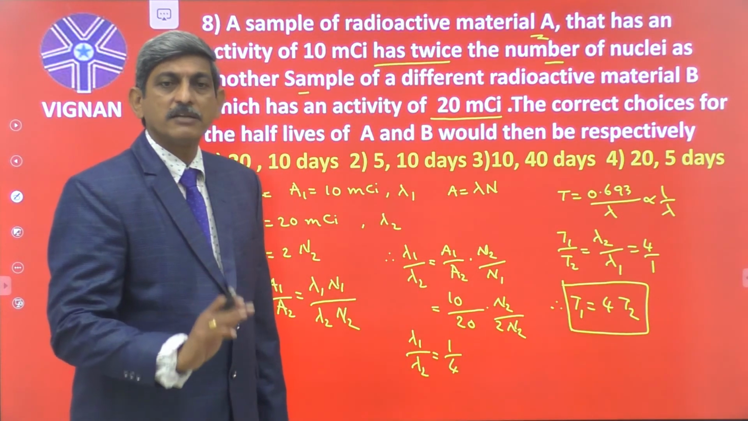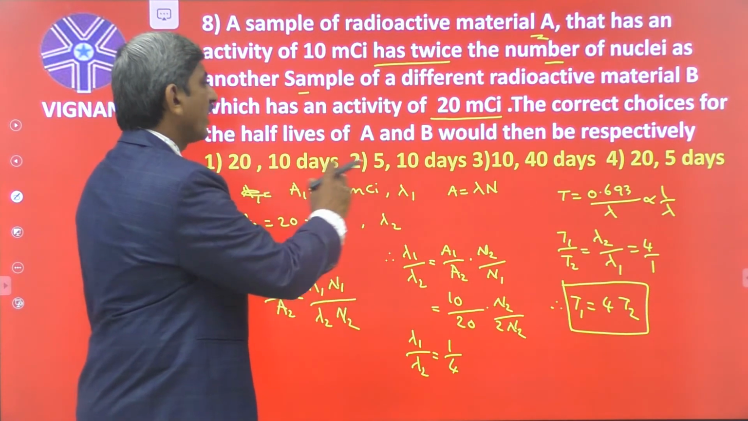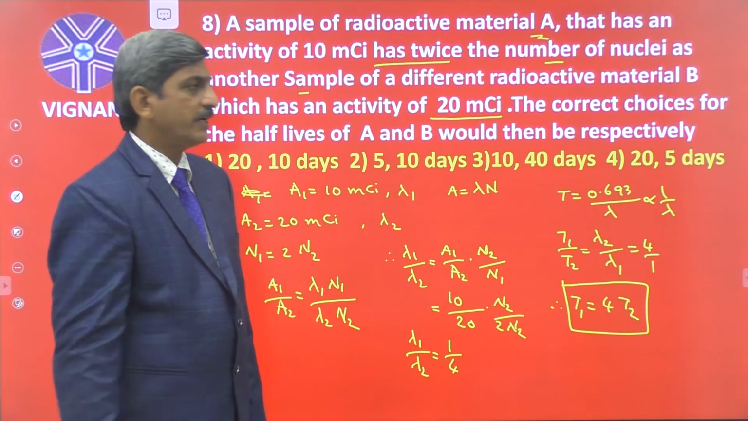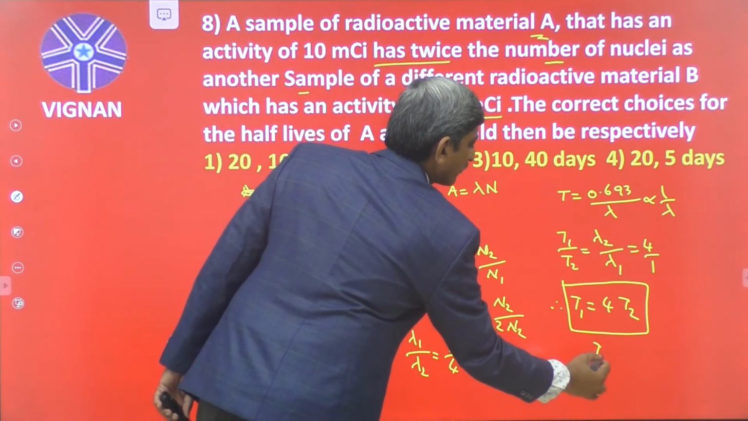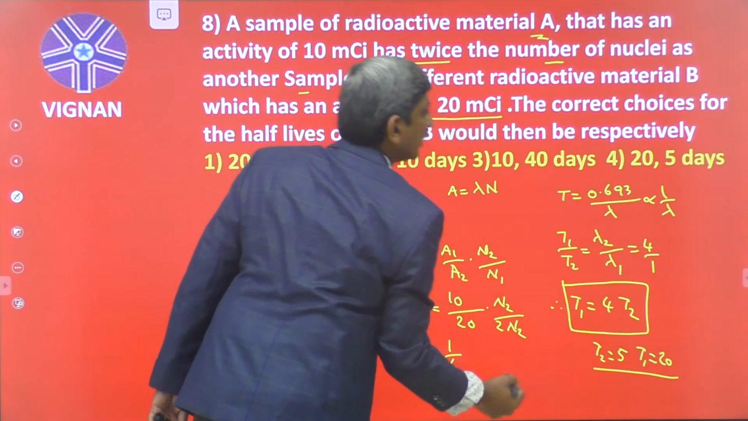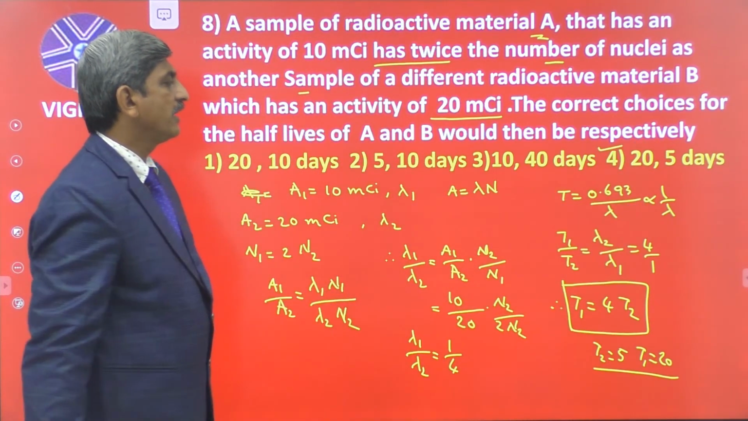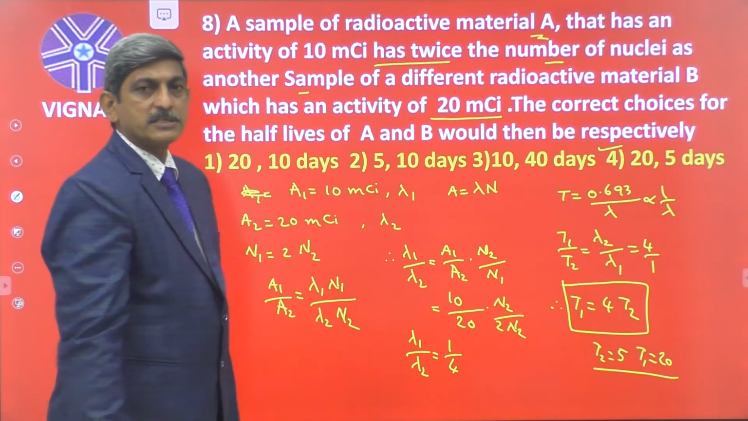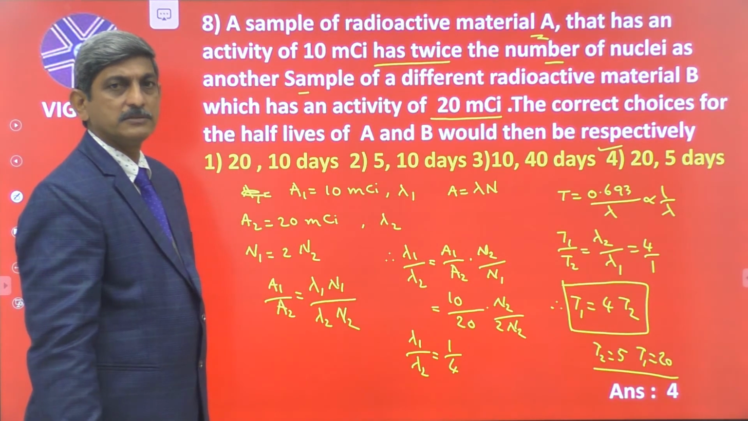But that relation is not given in the answers. The half-lives are given in the answers, and we need to identify which option is right. In the 4 options, if we take T2 equal to 5, then T1 is equal to 20, which is the only possible answer in the given options. That's why the 4th option, T1 is equal to 20 and T2 is equal to 5, is the right choice and the other choices are wrong. So the option is 4. Okay.